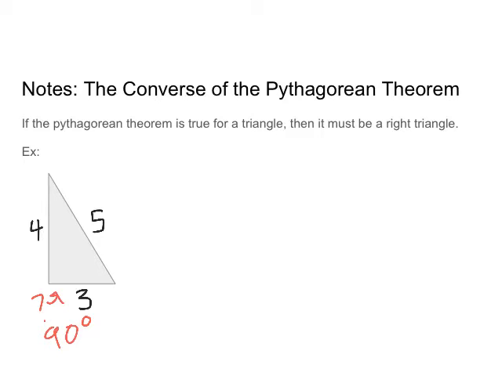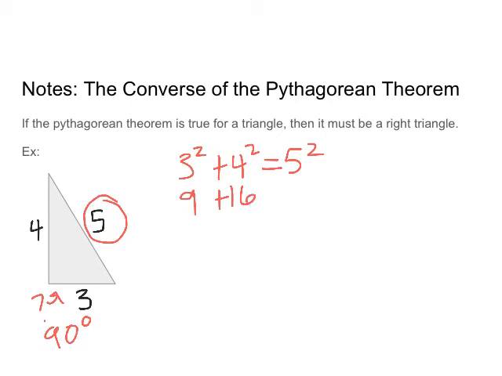Now, if you didn't have a picture, you would decide which side to test for C by seeing which length was the longest, because the hypotenuse is always the longest side. So we're going to do 3 squared plus 4 squared equals 5 squared. And then we're going to see if that works. So that gives us 9 plus 16 equals 25. And that does, in fact, work.